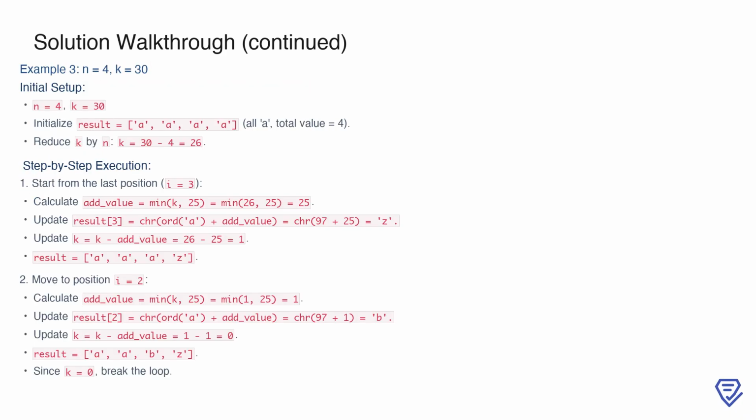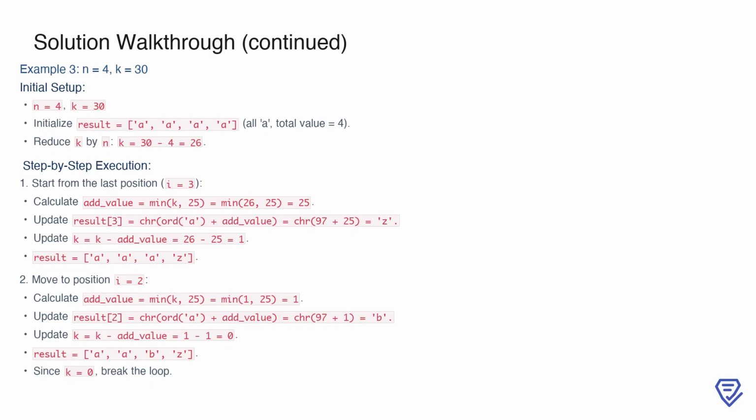Now, let's examine example 3, where n equals 4 and k equals 30. Again, we initialize the result as a string of 4 a's, which gives an initial numeric value of 4. Subtracting n from k leaves us with k equal to 26. Starting from the last position, index 3, we calculate the additional value as the minimum of k and 25, which is 25. We then update the character at this position to z, adding 25 to the string's total value. After this update, k is reduced to 1.